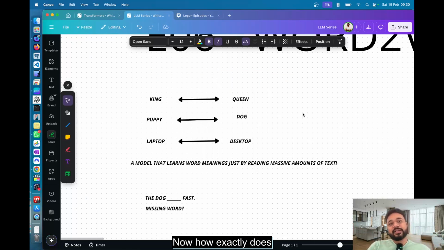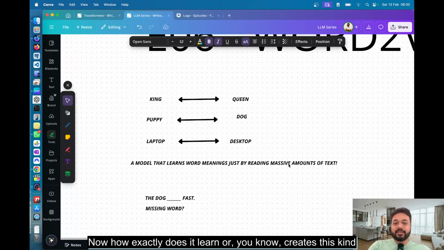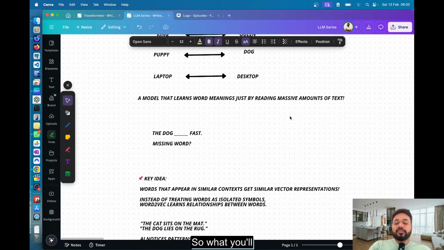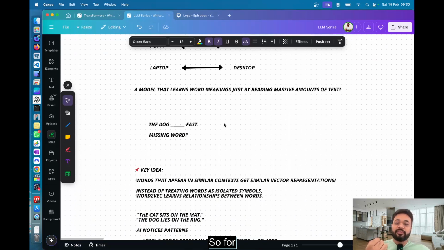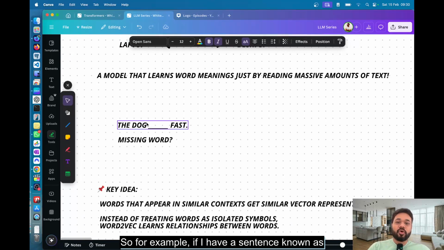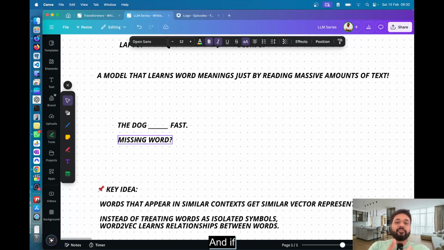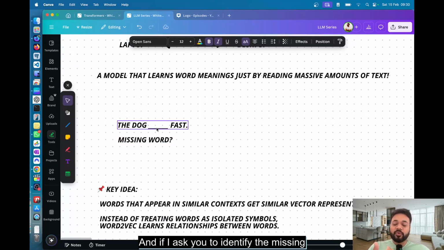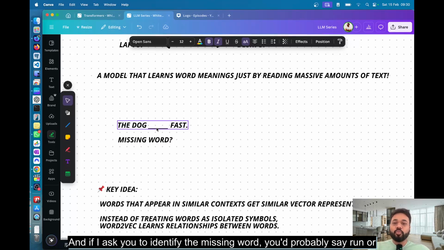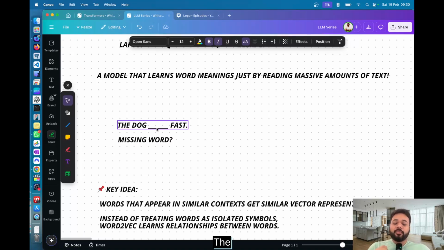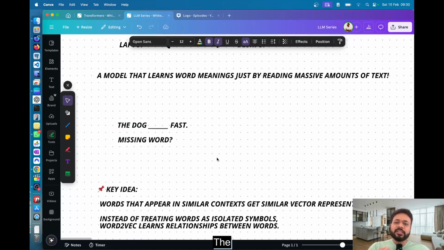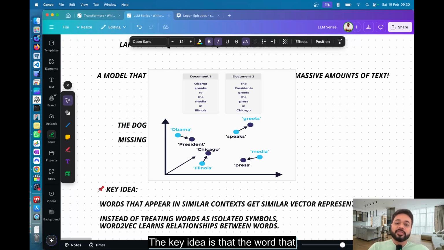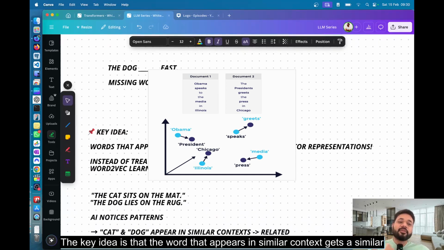Now how exactly does it learn or create this kind of an embedding? So what you'll see is, let's take an example, right? For example, if I have a sentence, the dog dash fast, right? And if I ask you to identify the missing word, you'd probably say run or move or moves, right? The AI learns in a similar way, or the Word2Vec learns in a similar way. The key idea is that the words that appear in similar contexts get a similar vector representation.